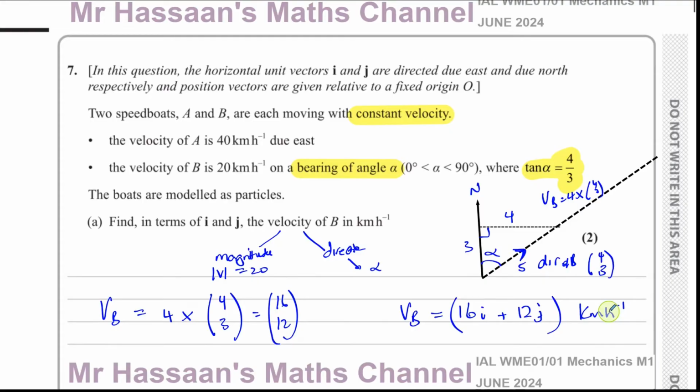It's a magnitude and direction. So this vector has to have the correct magnitude as well as the correct direction. Okay, so that's how we can deal with that.